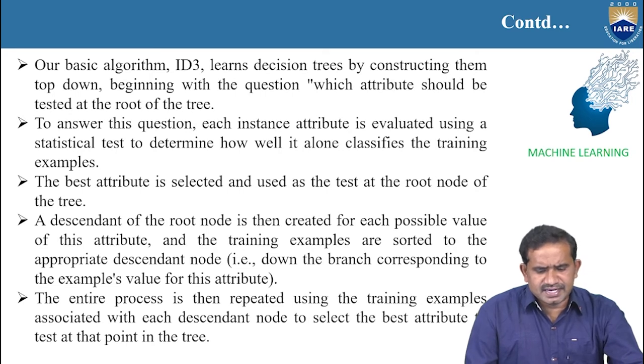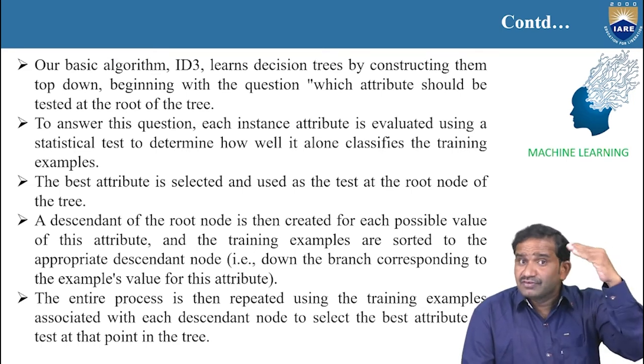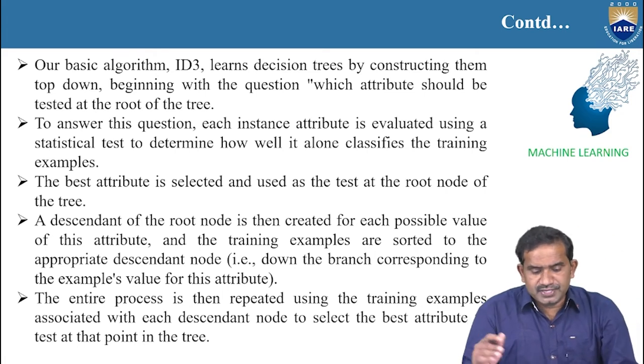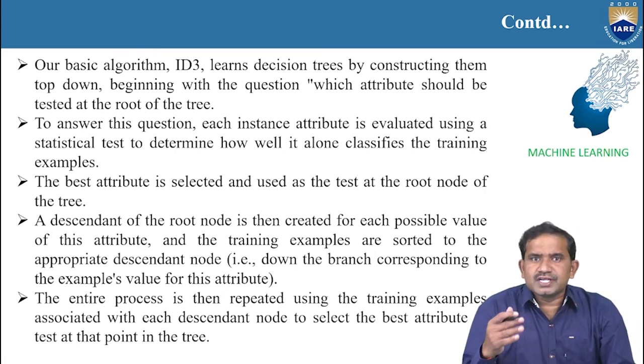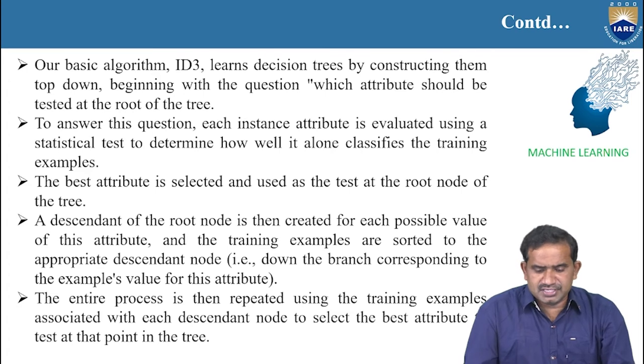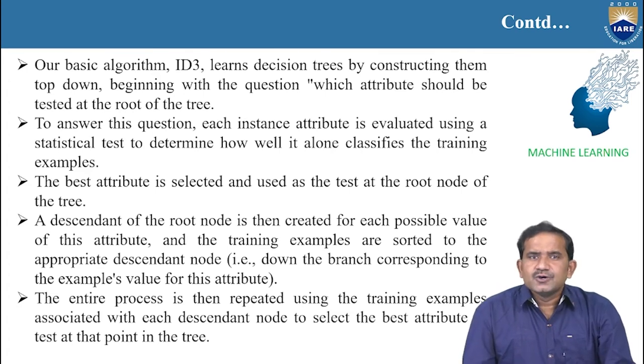Our basic algorithm, ID3, learns decision trees by constructing them top down, beginning with the question: which attribute should be tested at the root of the tree? So we are starting from the top down. There itself we define which node is the root node of the tree, that is, which attribute is the root node of the example.